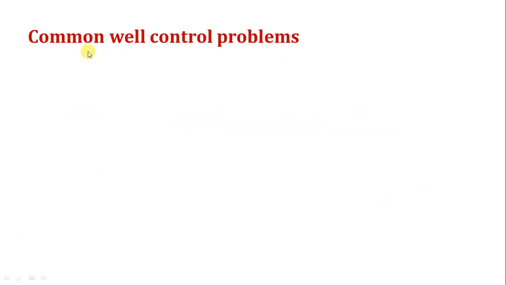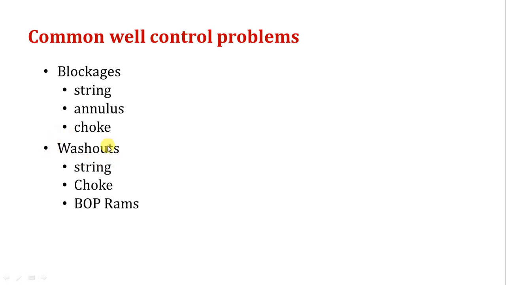Now there are some problems. There are some problems during the well control operation. What are the common well control problems? Blockage. Blockage in the string, blockage in the annulus, blockage in the choke. All this may happen while killing the well. So you have to be ready for any of these situations. Also, maybe washout in the string or in the choke or by the BOP rams or anything like this.